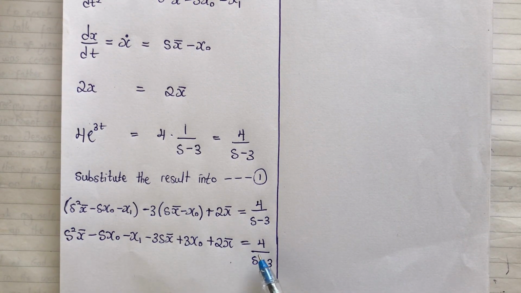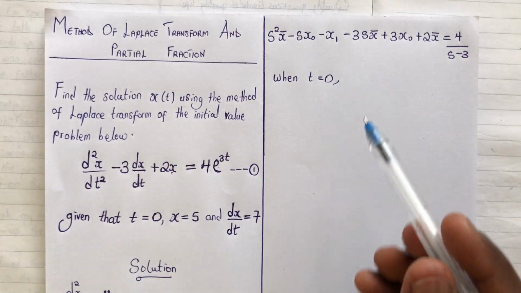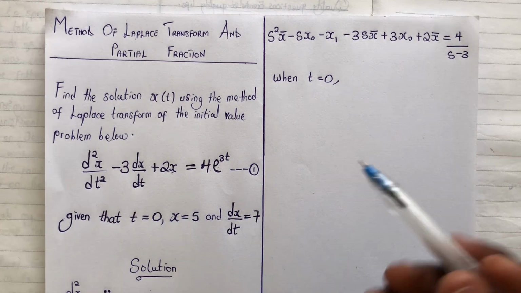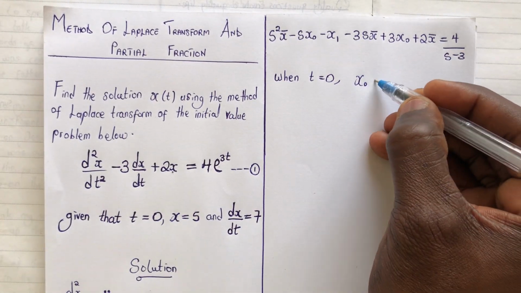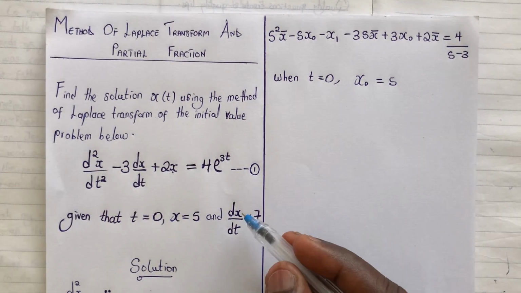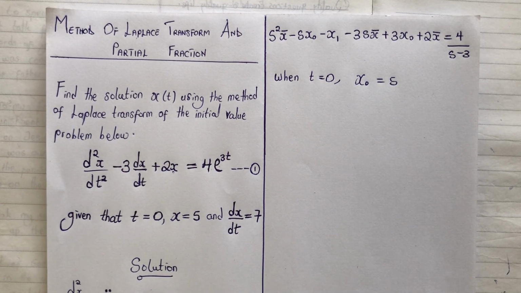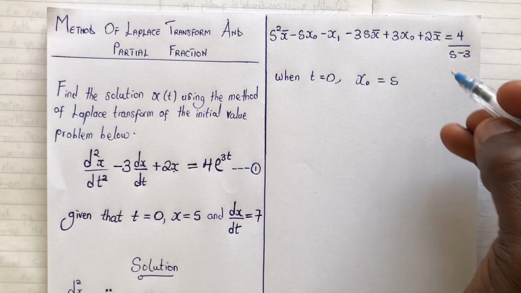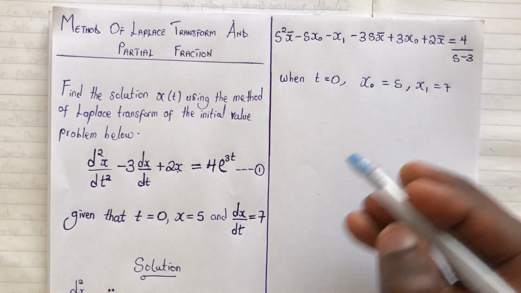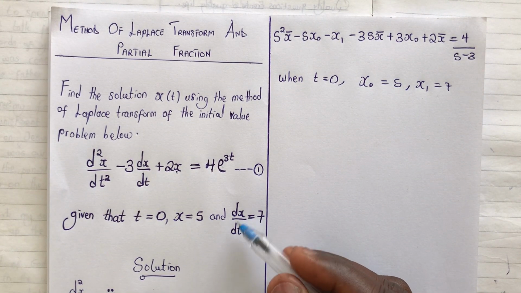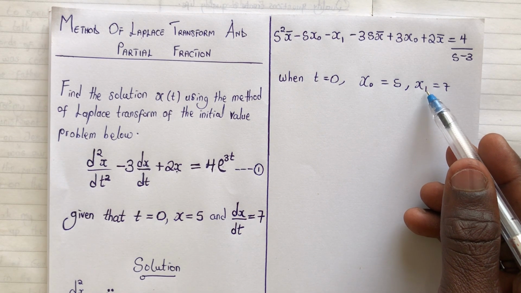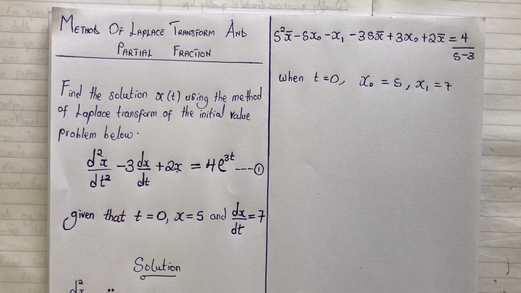Alright, so let me rewrite this equation, then we substitute the initial conditions. So when t equal to 0, x here becomes x naught. So we have x naught equal to what? 5. Then the dx by dt here is the same as what? x1. Remember, we are converting the dx by dt in terms of x, then we change it to Laplace transform. So x1 equal to 7. If this side was second derivative, then this side becomes x2. Put that in mind because I explained it in the video I said you should watch.